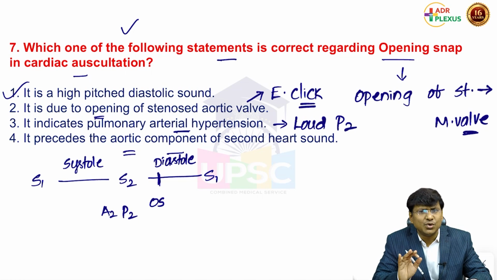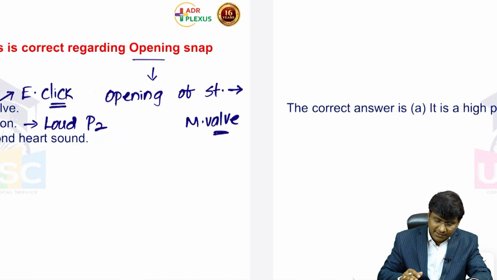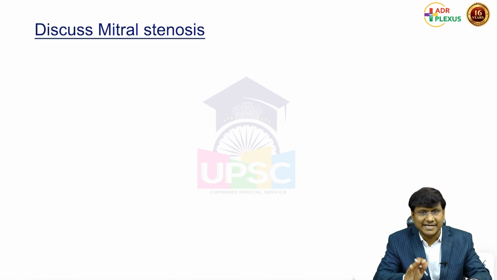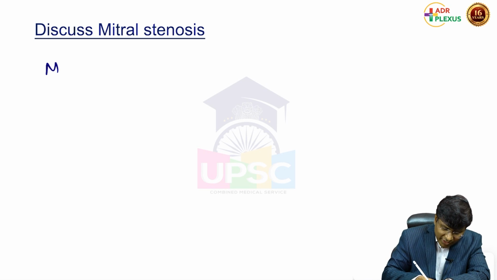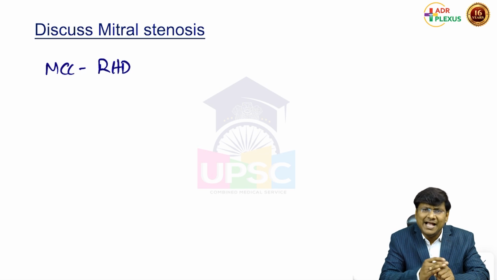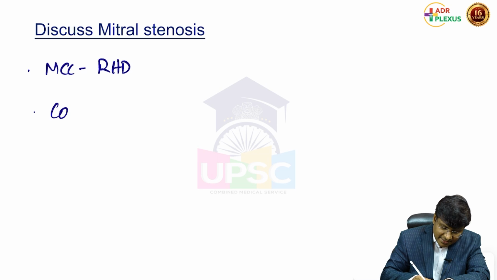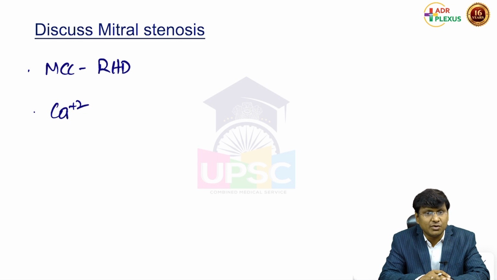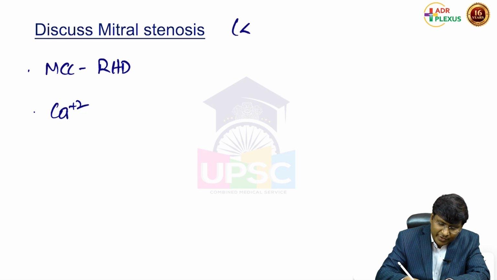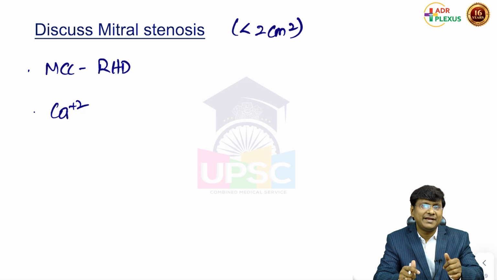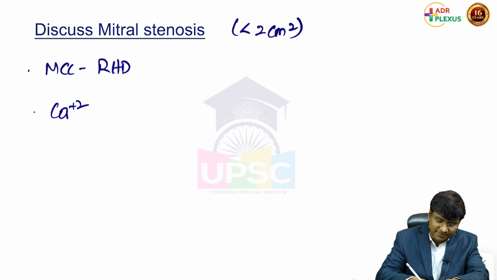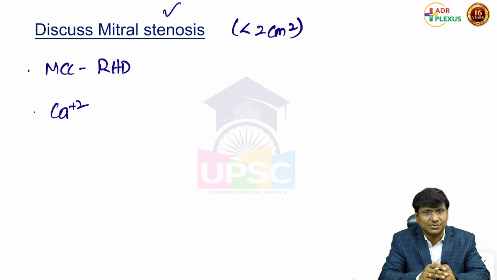Now let me do a quick revision of this important topic, that is mitral stenosis, okay? The most common cause of mitral stenosis is rheumatic heart disease, and then many other causes are there. Mitral annular calcification will cause mitral stenosis. The normal mitral valve area is 4 to 6 centimeters square, and if the mitral valve area is reduced to less than 2 centimeters square, that is the point when we call it mitral stenosis, okay?